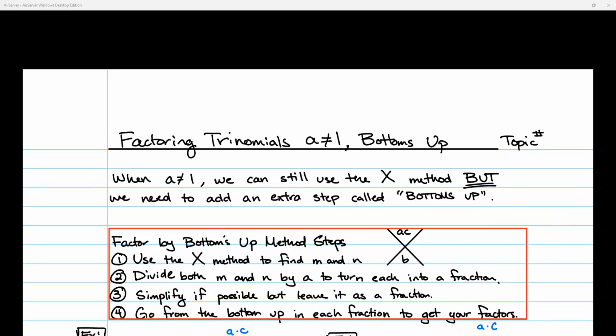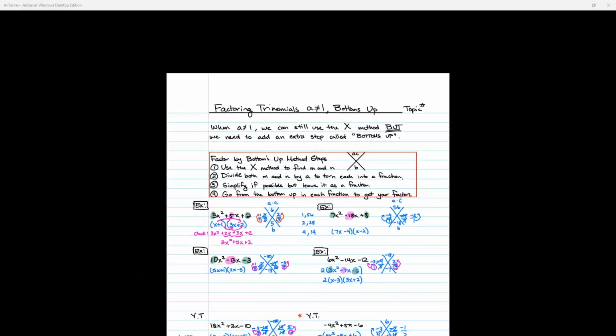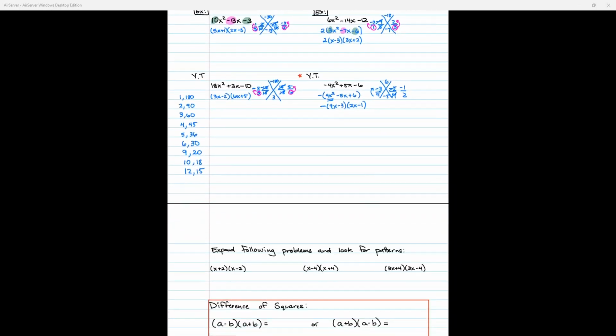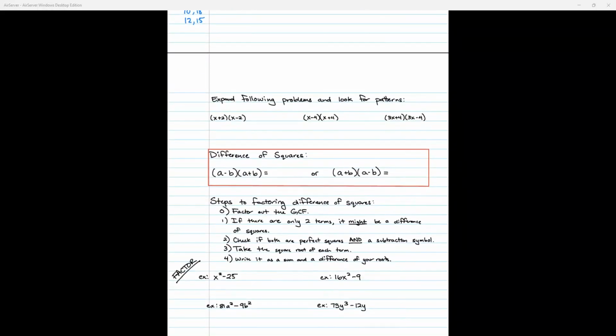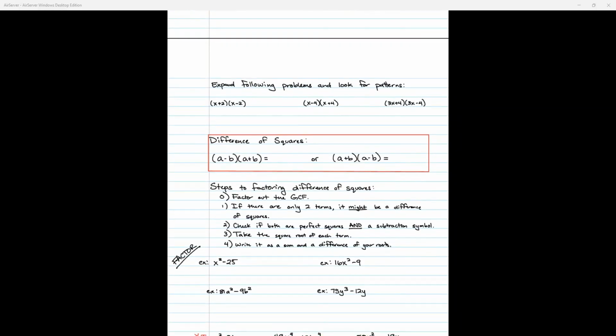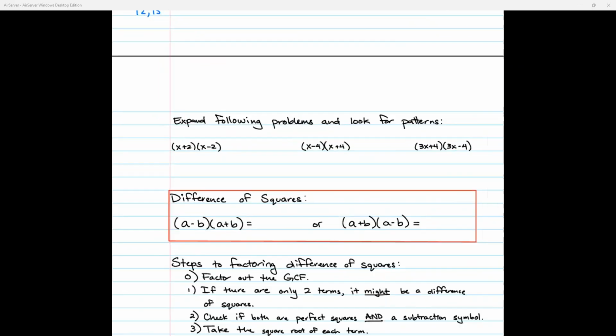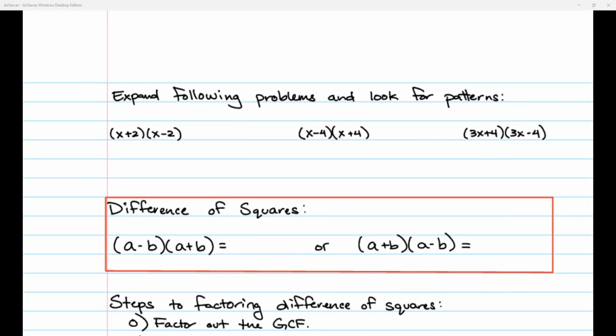Okay, this is part two of the videos. Yesterday we did all this, or in the last video, we did this. Here's the backside to it. We're going to go ahead and factor difference of squares. So take a minute, go ahead and jot all this down. I'm going to assume that was already done, and we're going to jump in, okay?